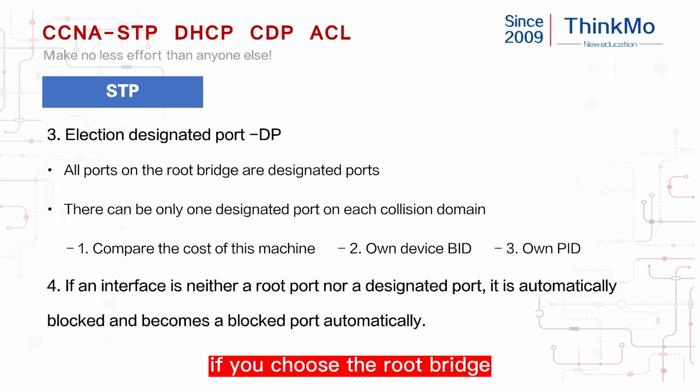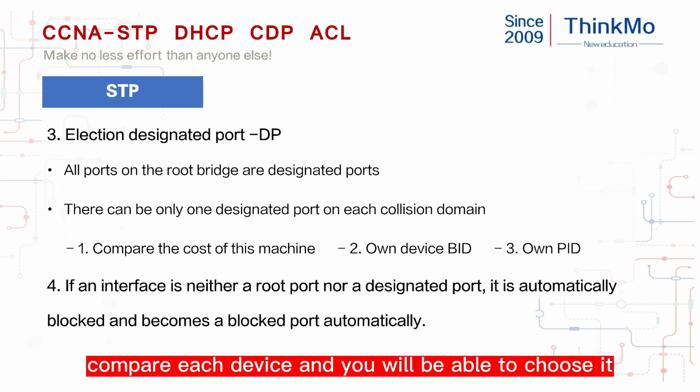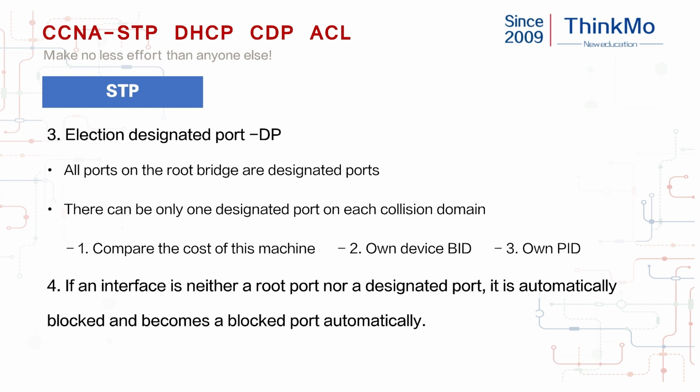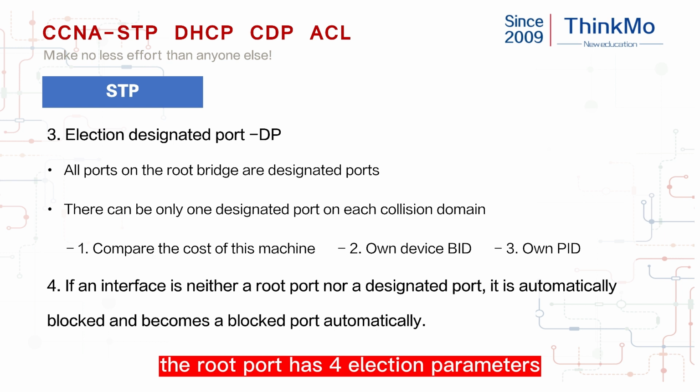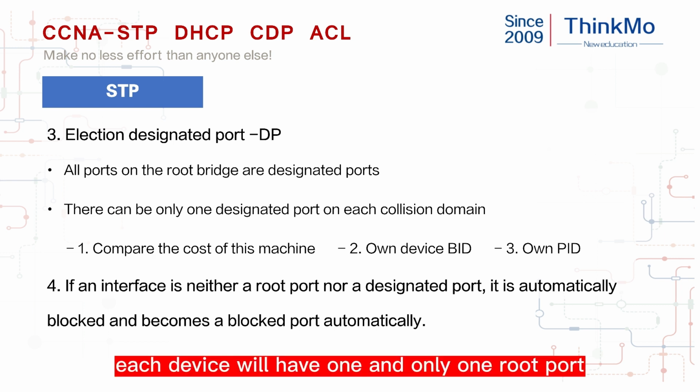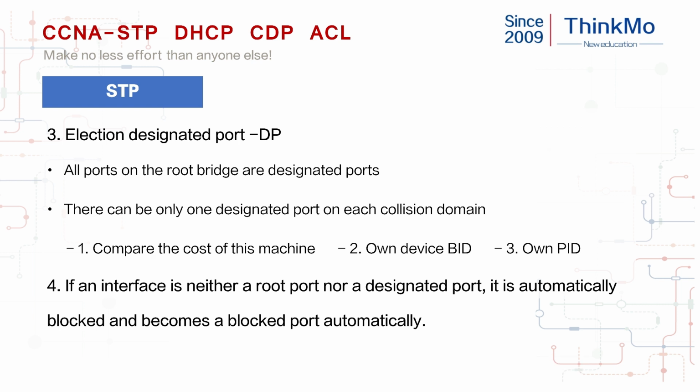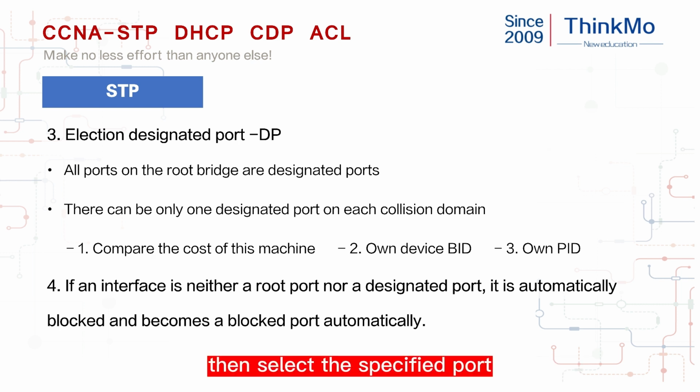If you choose the root bridge, compare each device and you will be able to choose it. Second, choose the root port. The root port has 4 election parameters. You compare until one decides it; comparing up to the 4th one can definitely decide. Each device will have one and only one root port. Then select the designated port.